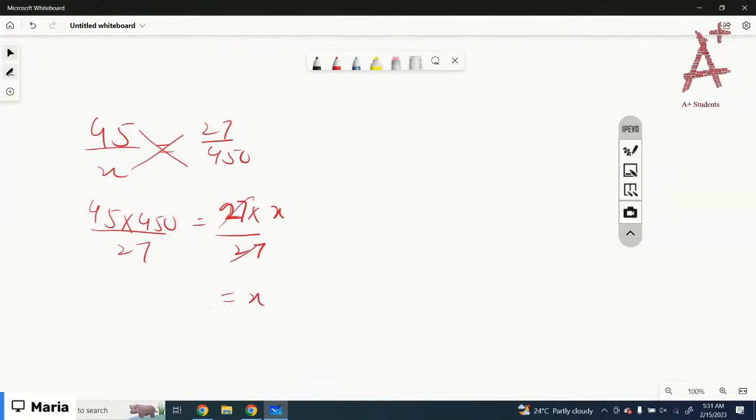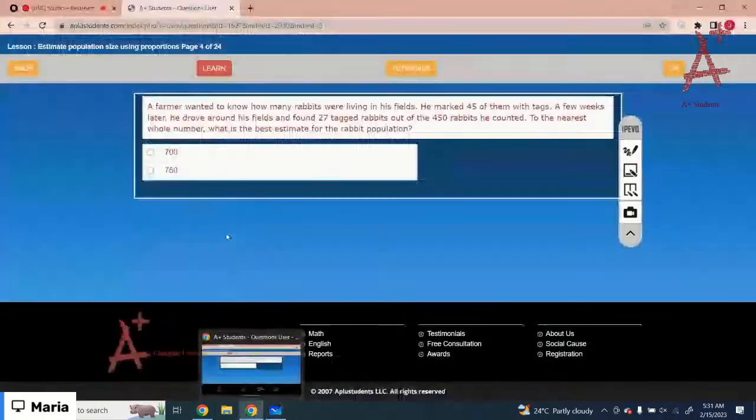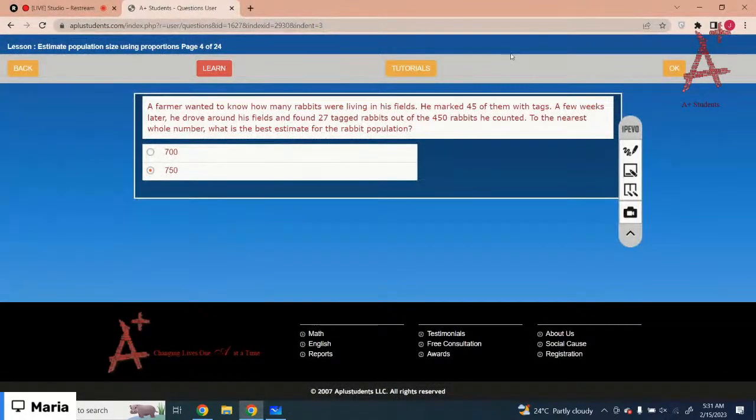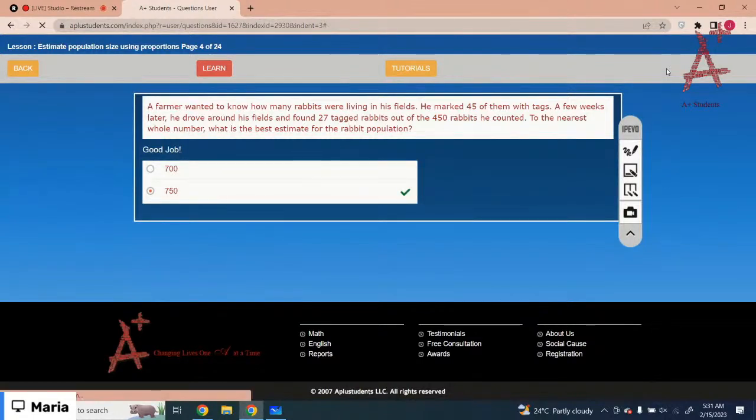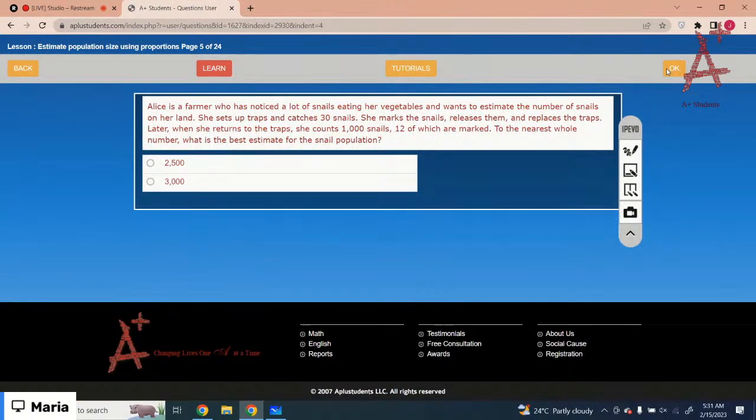So it would be, wait, let me just multiply. 450 times 45. It is 750. That means in total there are 750, and out of 750 they marked 45. So the correct option is 750. Yes, that would be 750. So the basic thing here is to form the proportion.